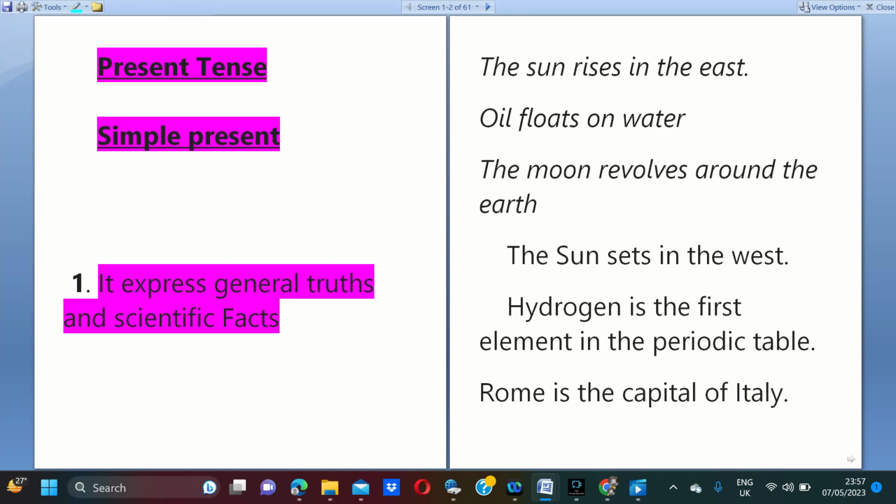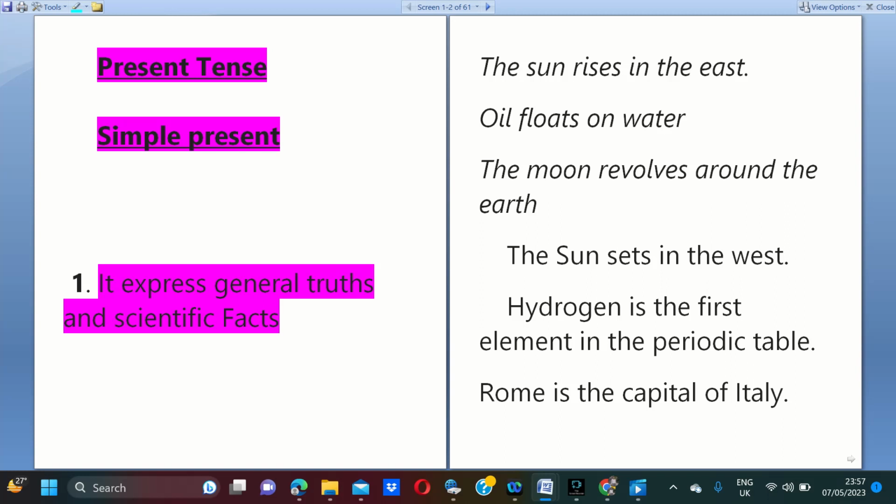First, we see simple present. Simple present talks about present actions. Here, we can learn the different uses of simple present. First, it expresses general truths and scientific facts.